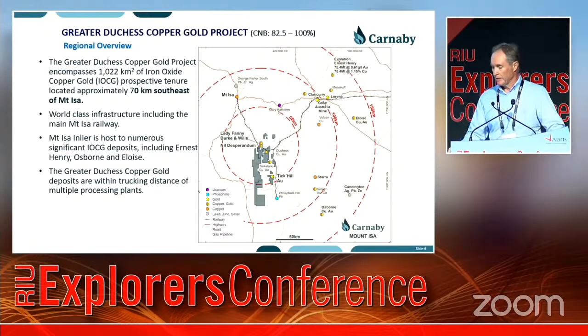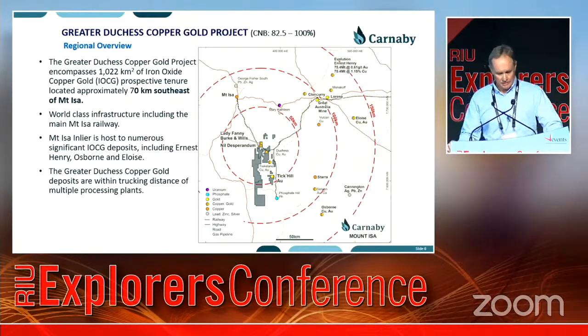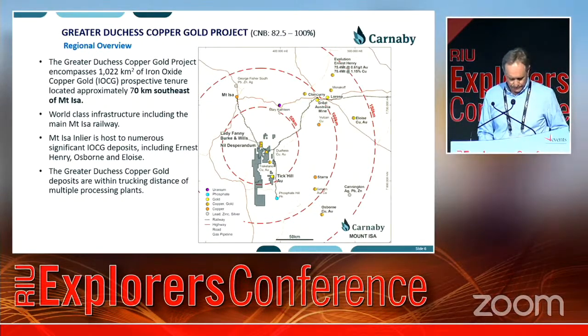Greater Duchess is in the Mount Isa region, really well located. We're 70 kilometres from Mount Isa. We're 100 kilometres southwest of Cloncurry. The infrastructure in the area is great, sealed road access, the railways. There's a number of similar IOCG deposits in the region. Ernest Henry, Osborne, Eloise, the most well known. And we're in the fortunate position of being within trucking distance of multiple processing plants if that's required.